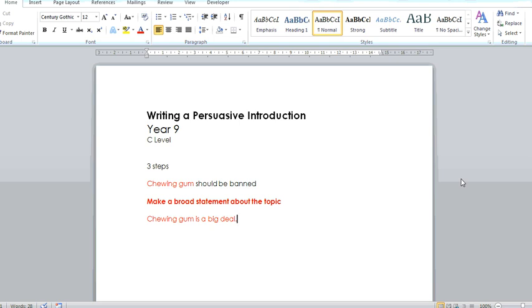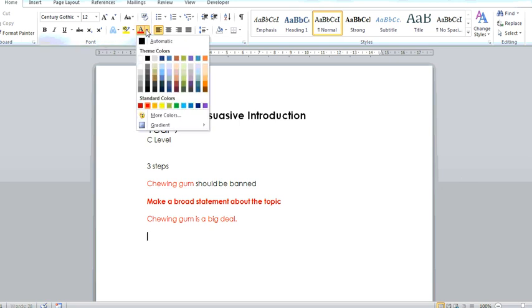Now, if you were to say something like chewing gum is a popular product that can be bought in many shops, that would be just as good. Alternatively, you could write chewing gum is a popular sweet that many students buy, or anything like that. Something that people generally can't argue with. Once you've done that, you've done one third of your introduction.